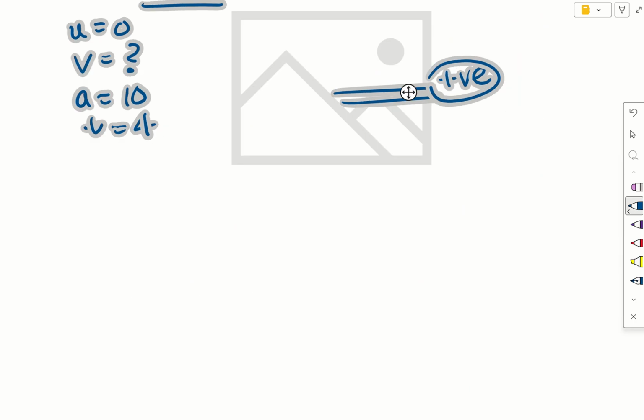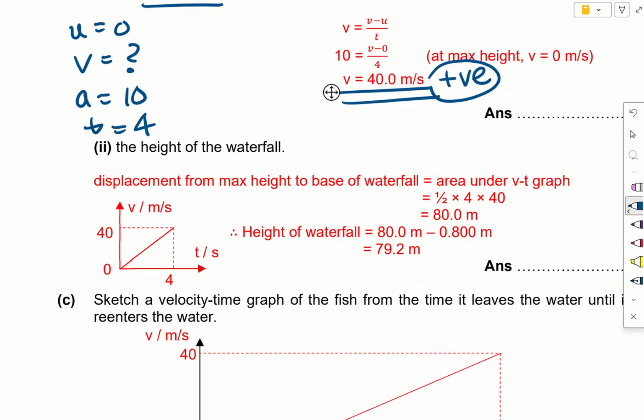So you see that we are constantly using a gradient to find acceleration. We are constantly using area under the graph to find the height, and we will be testing you all on all this. So the height. Again, we can draw a v-t graph. So we can start from scratch. They want us to find the maximum height of the waterfall. We can start from scratch because now it's going downwards.